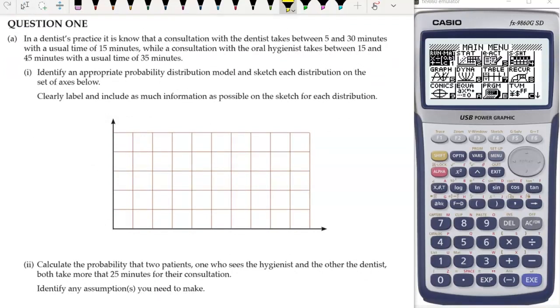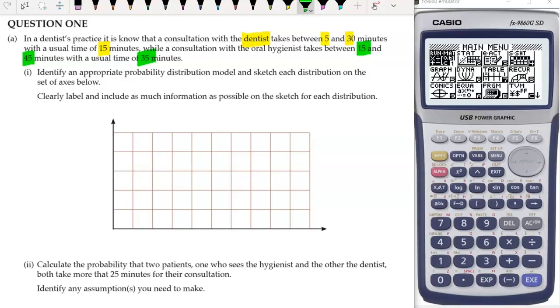We've got some information here about the time spent with the dentist is between 5 and 30 minutes, with the most usual time of 15. Now that should indicate to you a triangle distribution because we've got a minimum, a maximum, and a mode in between. Now the oral hygienist is between 15 and 45 with a mode of 35. We need to identify the appropriate probability distribution model. We'll go with triangle, sketch them on the axes below, and include as much information as we possibly can.